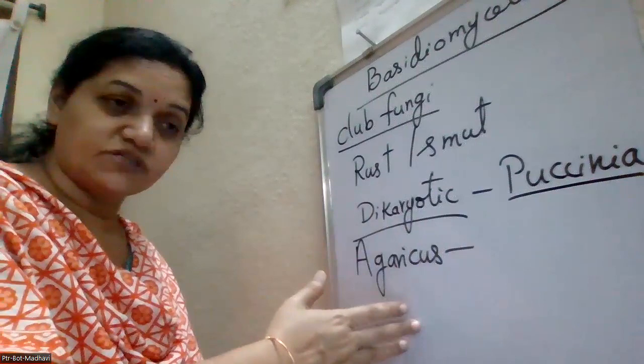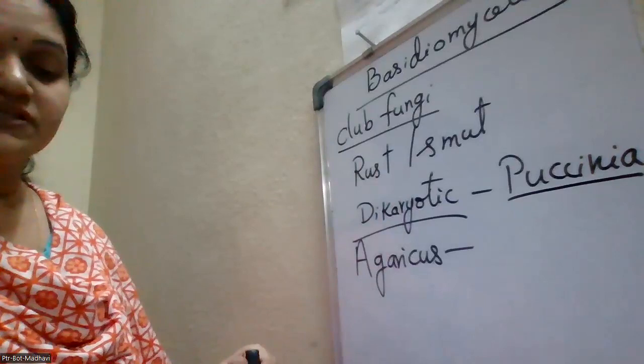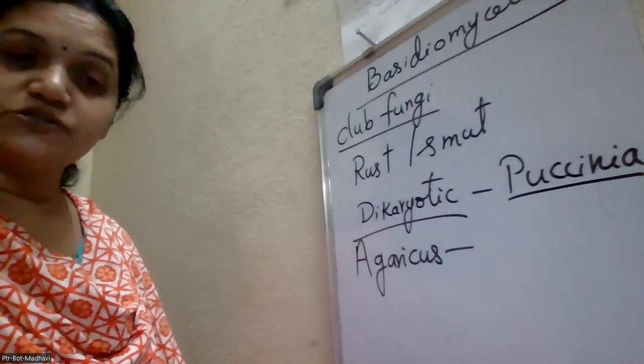And Puccinia causes the rust disease on wheat leaves. Okay, remember, this is causing the rust disease on the wheat leaves.